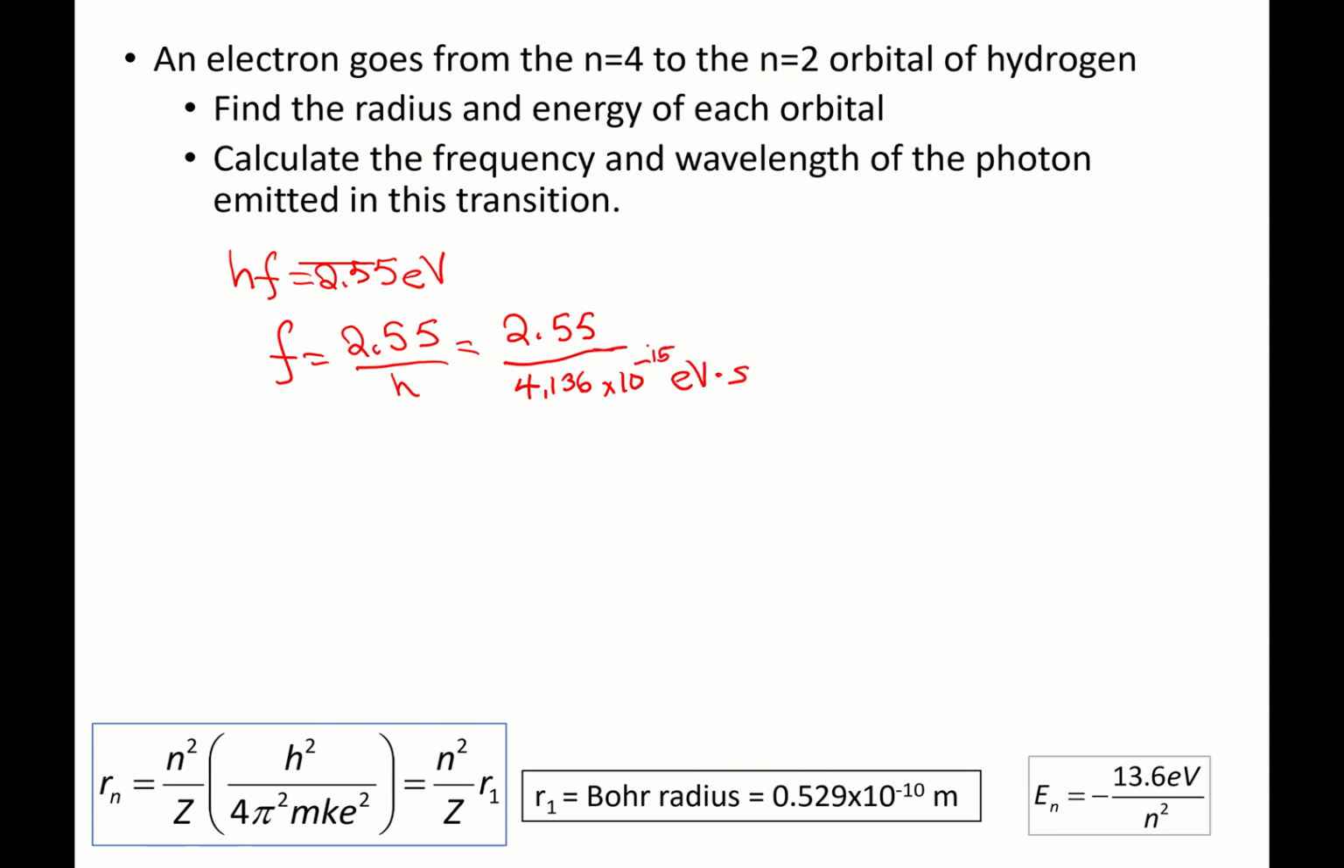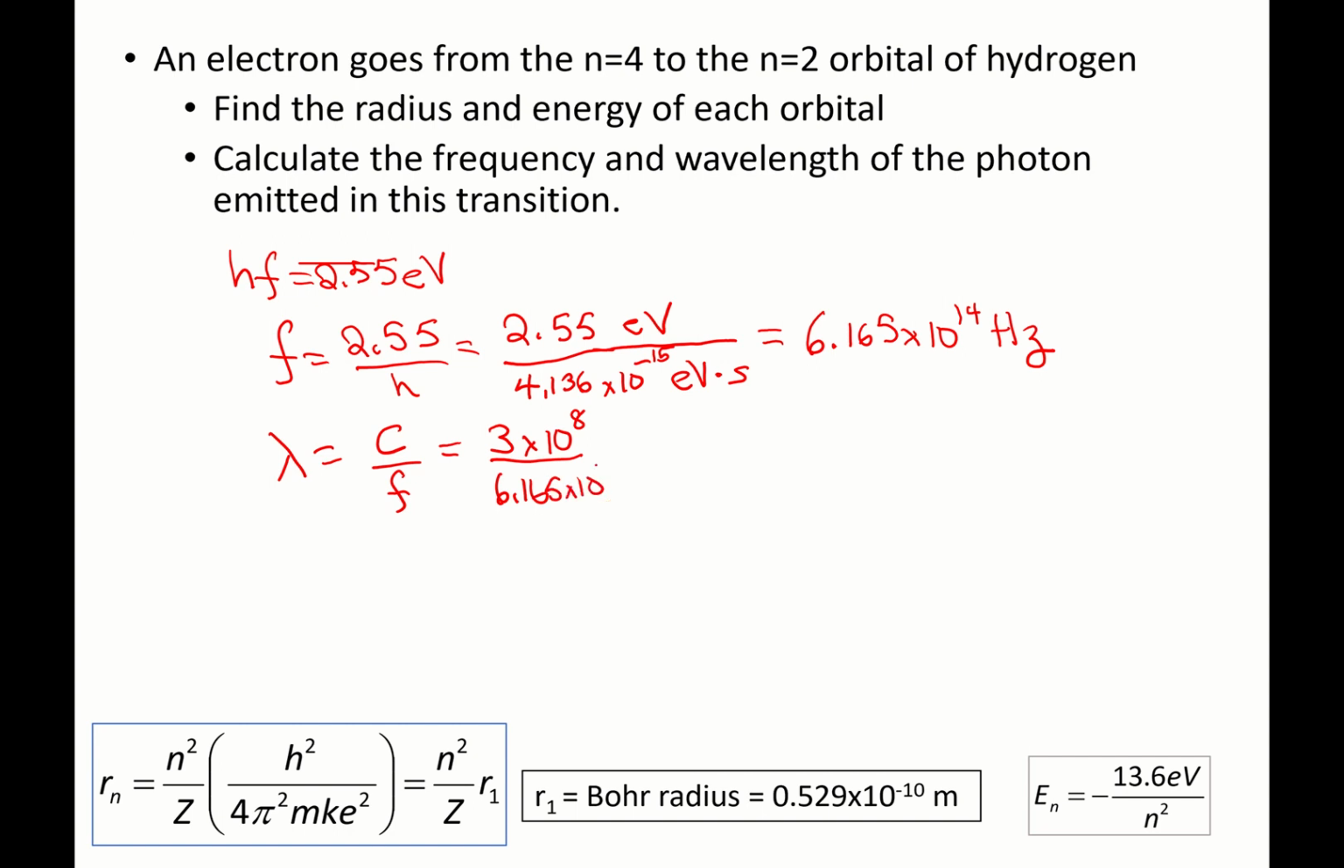Alternatively, you could have converted that energy from electron volts to joules and then used the version of Planck's constant, 6.626 times 10 to the minus 34 joule seconds. So if I do this, I get 6.165 times 10 to the 14 hertz. And if I want to calculate the wavelength, c equals lambda f. So lambda is c over f. Remember, when you do that equation, c is always on top. 3 times 10 to the 8 over 6.165 times 10 to the 14.